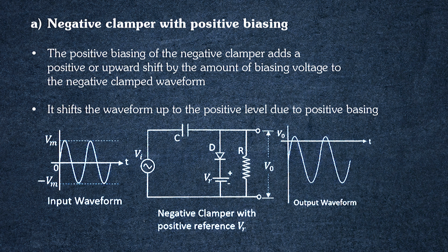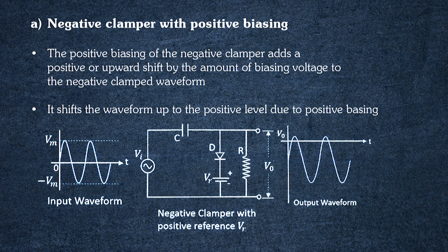So, the positive biasing of the negative clamper adds a positive or upward shift, by the amount of biasing voltage, to the negative clamped waveform. As we have seen, the negative clamped waveform from the basic negative clamper circuit is such that the whole waveform is shifted below the reference point and the upper portion of the waveform touches the reference point.